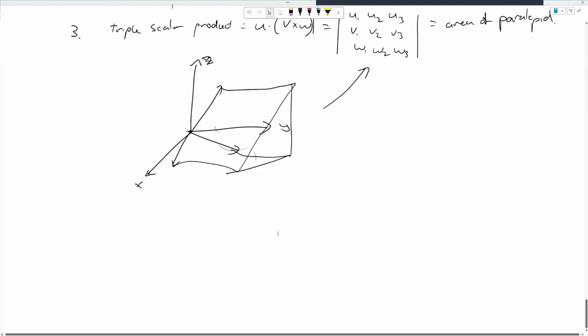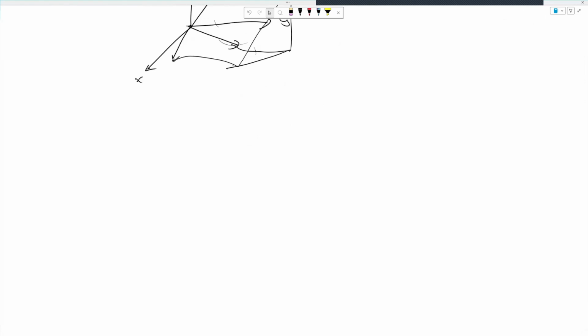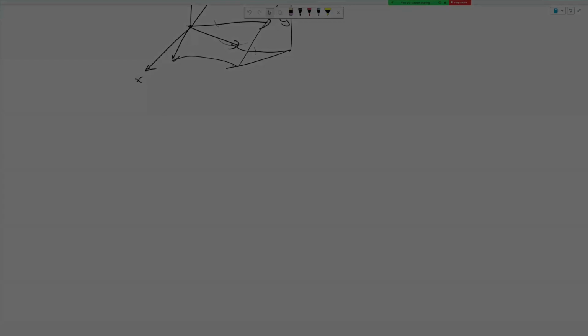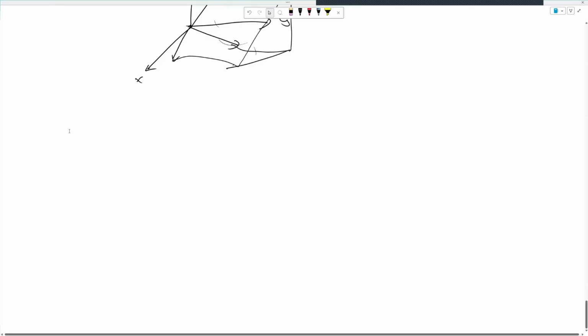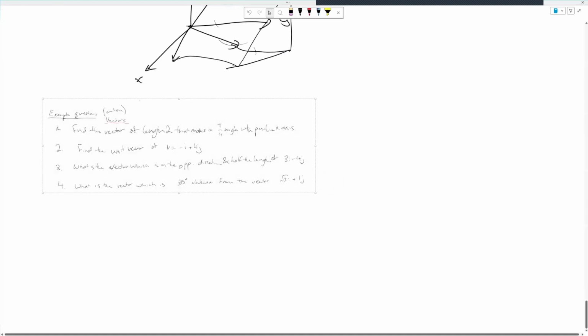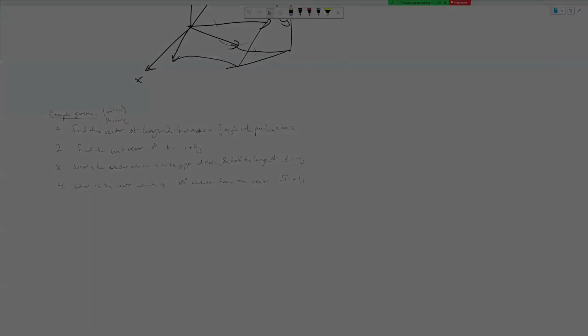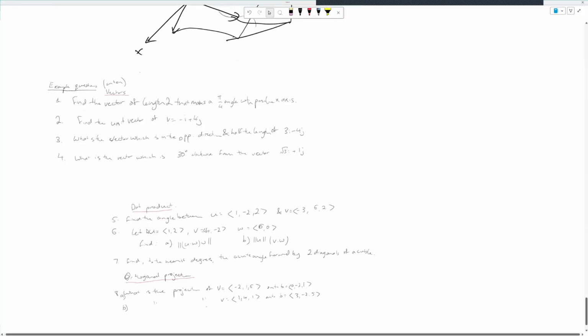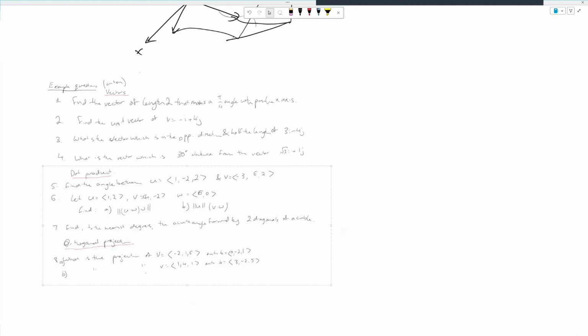Cool. So what I'll do now is copy and paste some example questions onto this lecture, and I would like everyone to just give it a go if you have the time, to reinforce the learnings we had today. All of these are mostly derived from Anton, or I've mixed it up with some of my own numbers. There's dot product, orthogonal projection, and then cross product at the end.